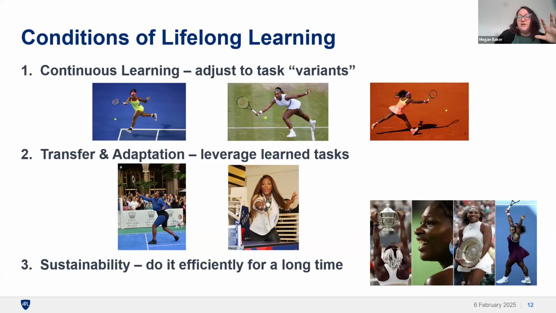But going with this example of a lifelong learning Serena, if you will, we expect her to be excellent across various variants of tennis, right? Versus the court being clay or grass or hard court, or certainly in different weather conditions. But really, none of that changes tennis. It's still tennis, but there are these variants, and we need her to adapt to them and perform well at them in order to be a lifelong learner.